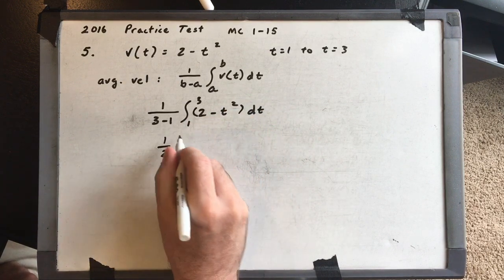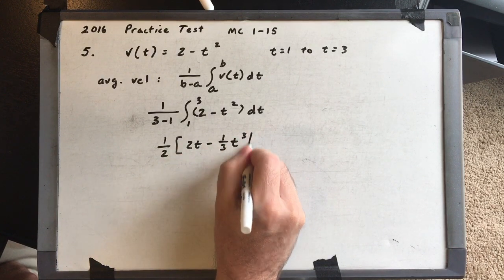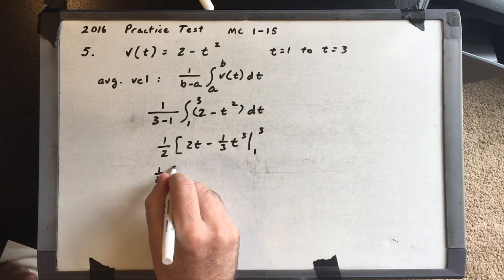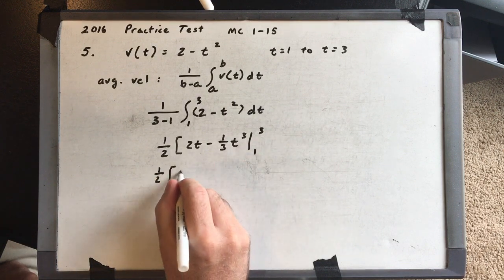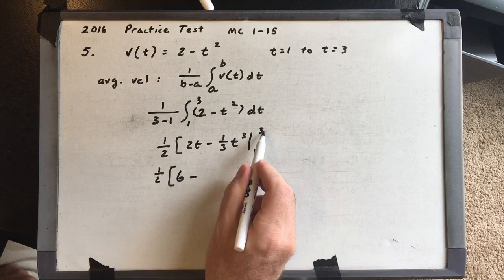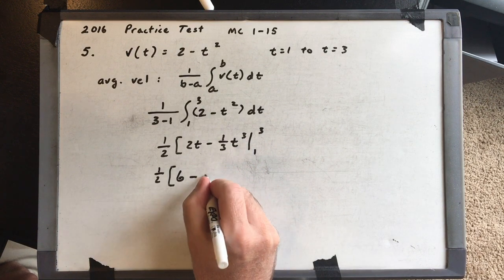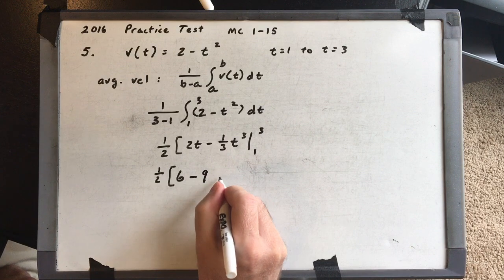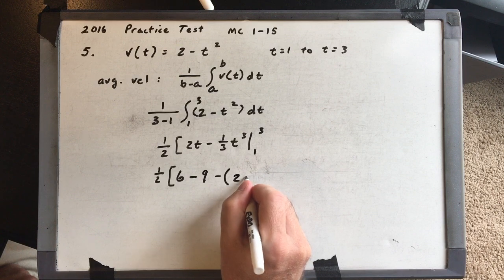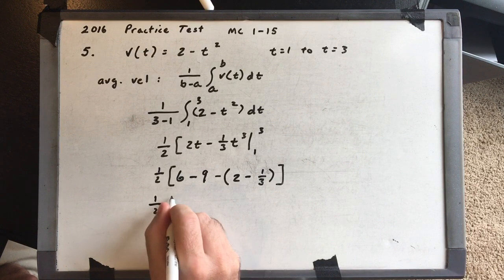So that's 1/2 times 2t minus 1/3 t cubed. We're going to evaluate that from 1 to 3. So 1/2, 2 times 3 is 6, minus 9, right? 3 cubed is 27, divide that by 3 is 9. Minus 2 minus 1/3.